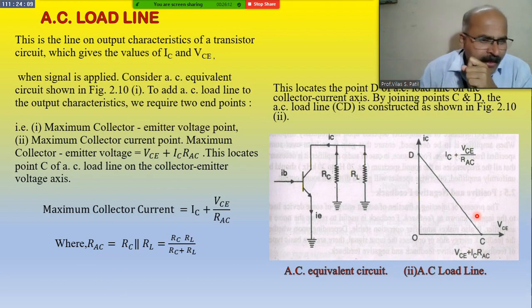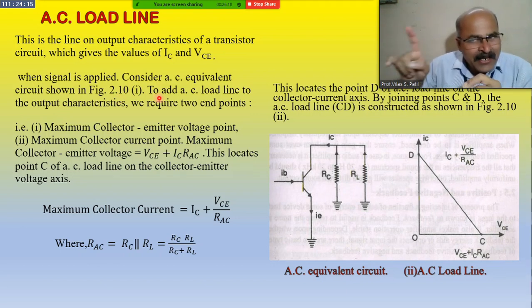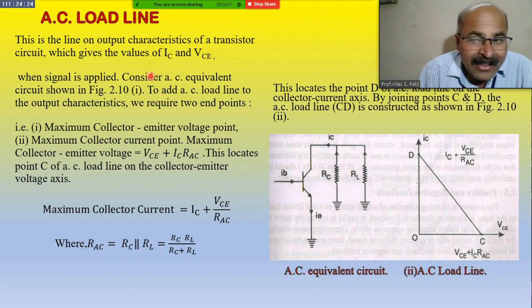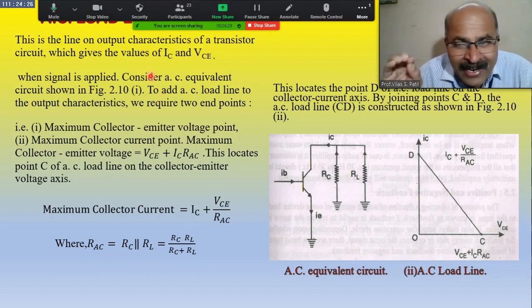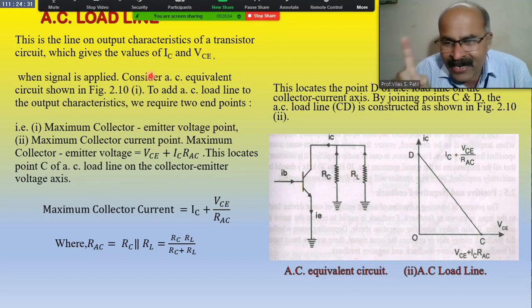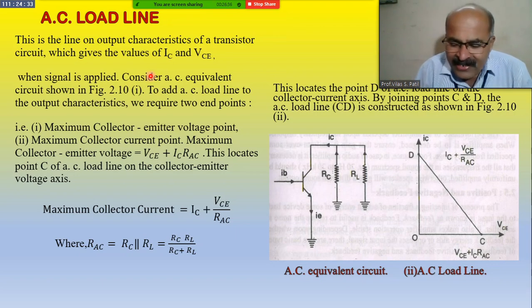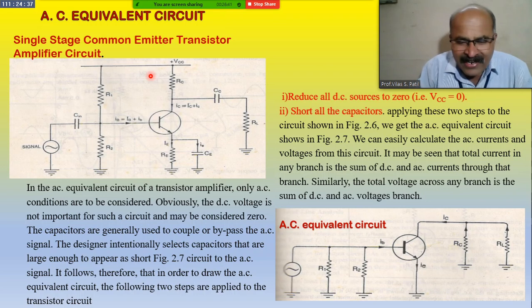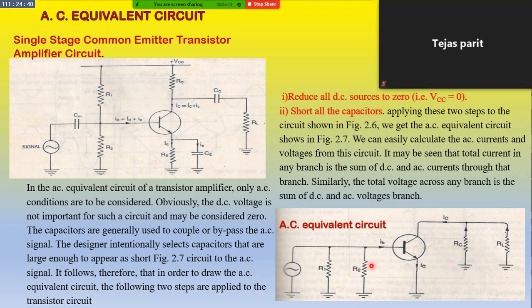Friends, here, when a signal is applied, only the signal is present and DC is absent, because in AC condition only AC is present and DC is absent. DC is grounded. Then we have to draw the AC equivalent circuit, and in the last period we drew the AC equivalent circuit. See here, this is the AC equivalent circuit.